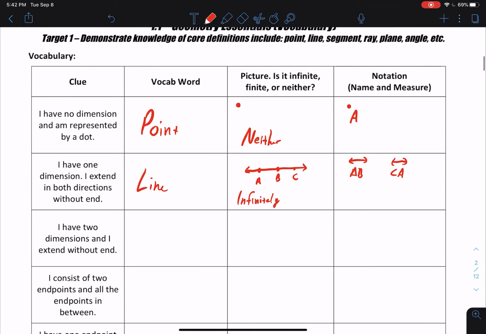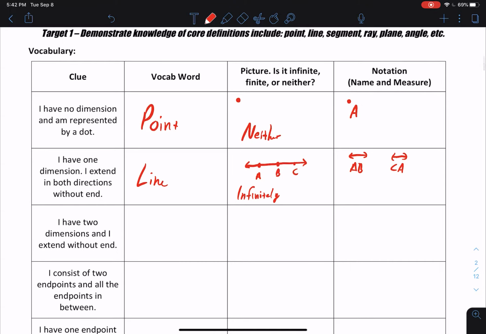Next up is 2 dimensions and extend without end. So now we're at 2 dimensions. This is known as a plane. You've graphed on the coordinate plane before. That is an example of an infinitely long 2-dimensional space. So to draw this, I just draw like a little rectangle, little piece of paper, all right? And there's going to be infinitely many points in here that are not on a line, that fulfill that 2-dimensional space. This is infinitely long.